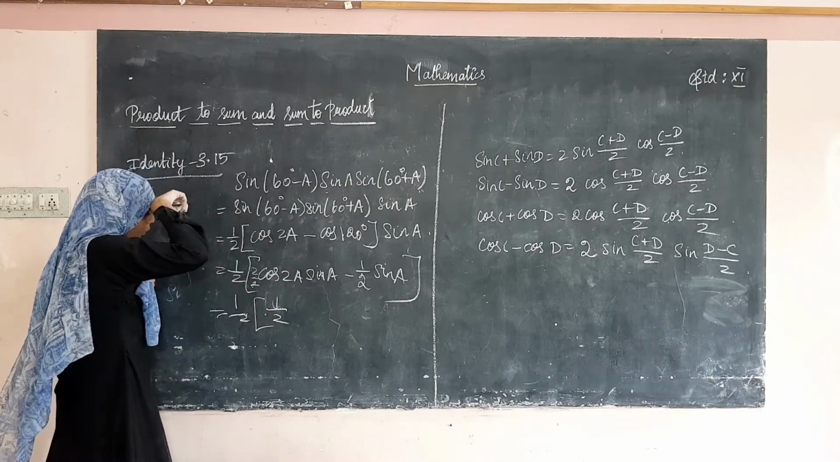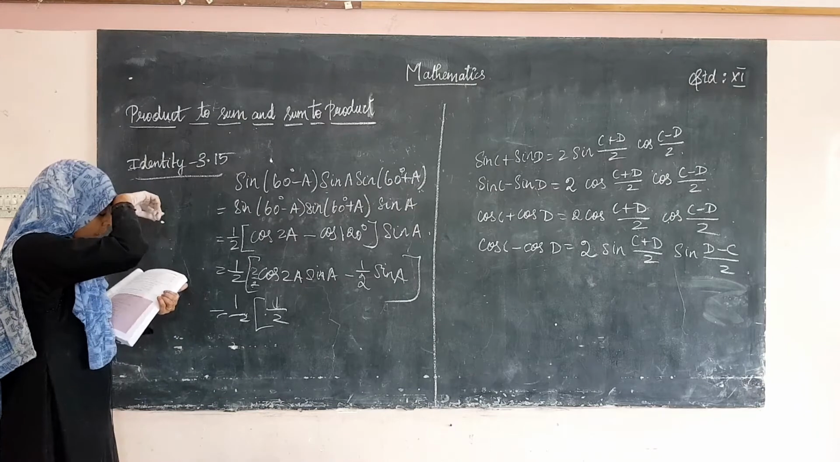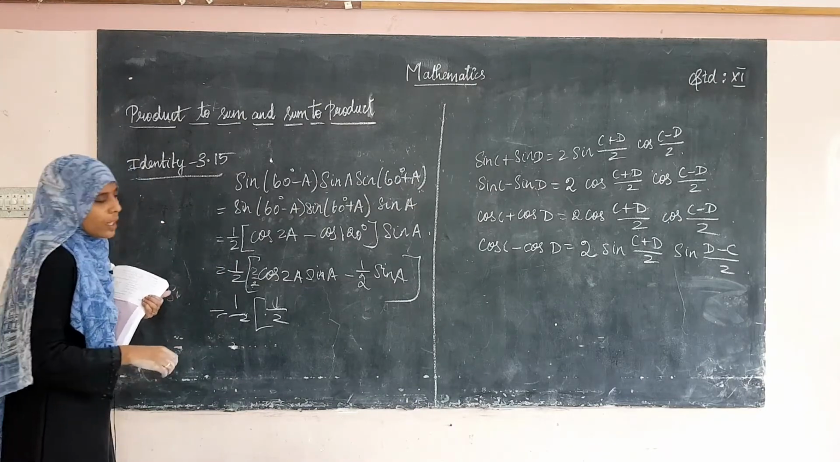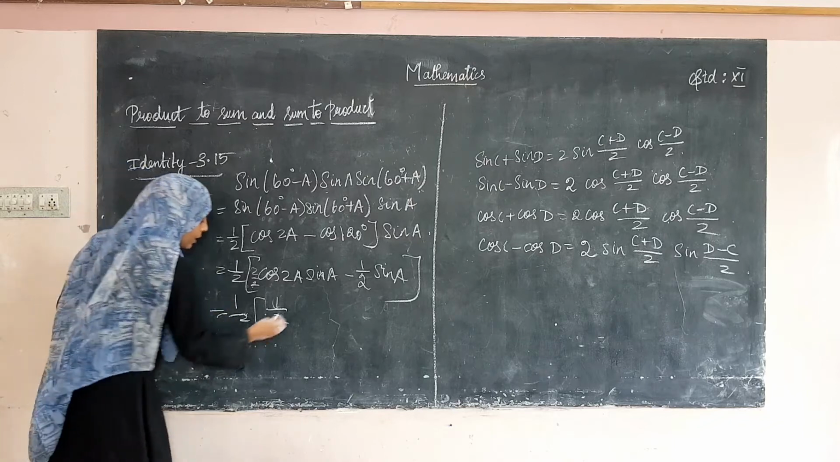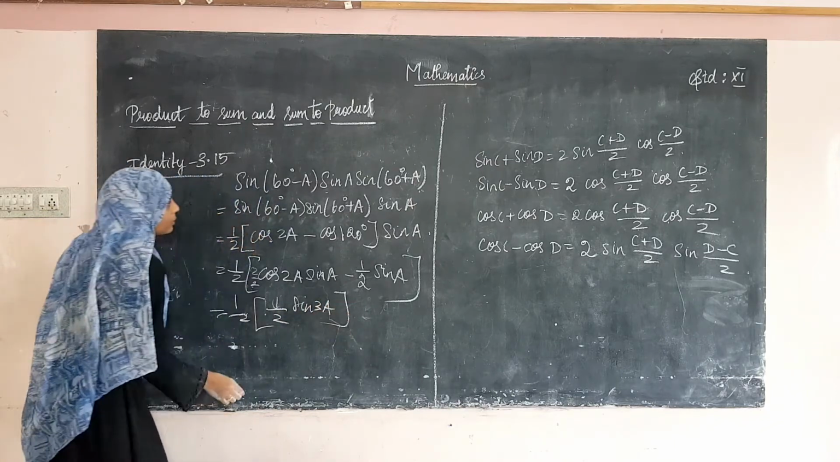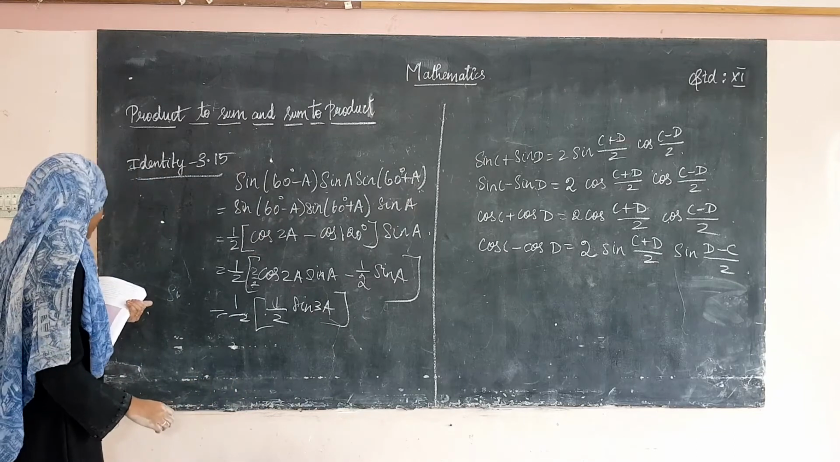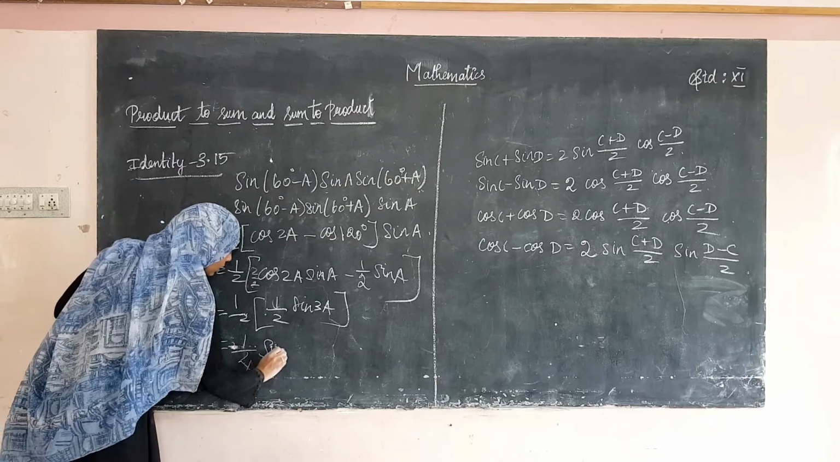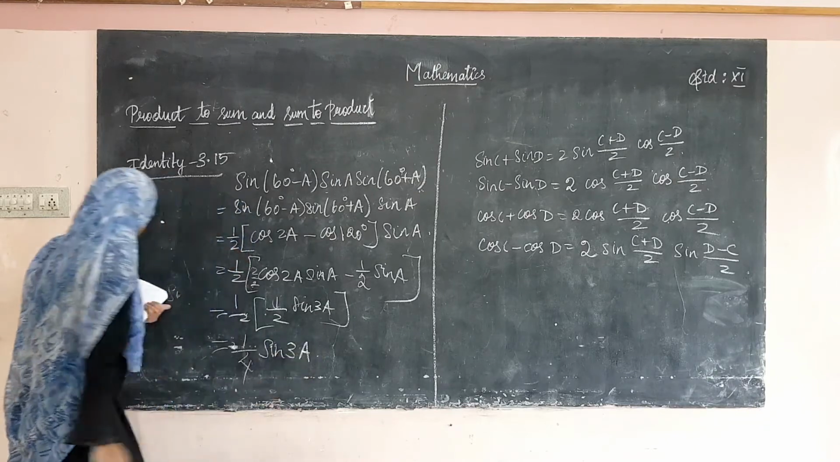So this can be changed as 3 sin a minus 4 sin cube a. That is sin 3a, right? Sin 3a. Right, this is what we have to prove, which is equal to 1 by 2 into 1 by 2 is 1 by 4 into sin 3a.